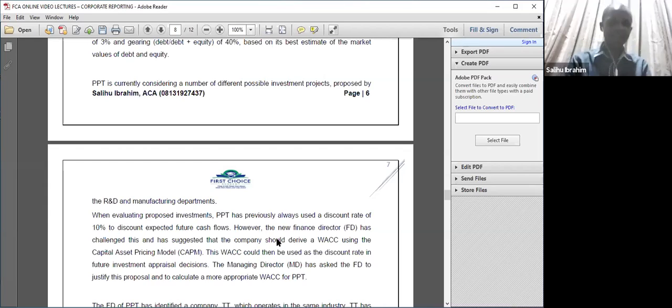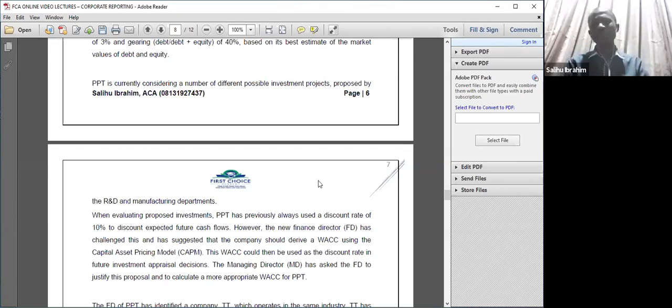What happened after then? However, the new finance director, FD, has challenged this and has suggested that the company should derive a WACC using the capital asset pricing model, CAPM. Consider that. When the finance director came on board, he said, no, why will you choose your cost of capital arbitrarily? It is not done. Let us have a basis for our cost of capital. He suggested that the company compute the cost of capital based on CAPM.